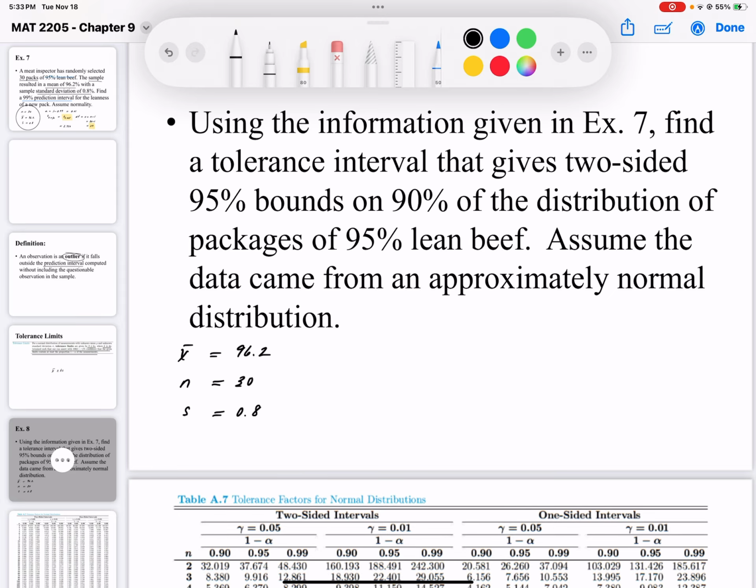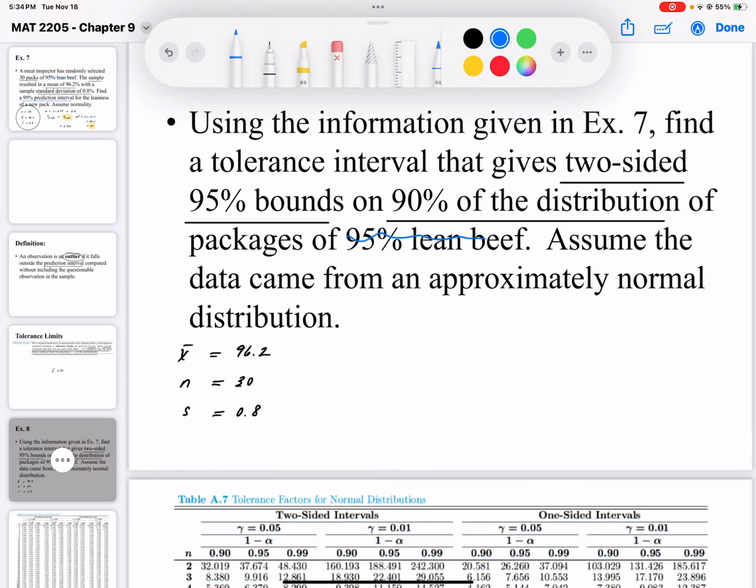Find a confidence interval. So we have two-sided, we have a 95% bound, and we have 90% of the distribution of the packages of that 95% lean beef. Just keep in mind, I hope that 95% lean beef is not throwing you off. Here's the point, pay attention. We're introducing a new chart that involves our gamma value, and that's how we're going to find the K.